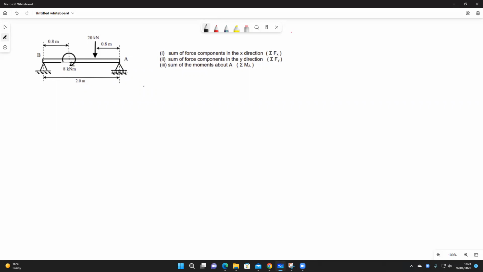So for this structure, which is laterally loaded, we will be calculating the sum of the force components in the x direction. Secondly, we would be calculating the sum of the force components in the y direction. And finally, we'll also be calculating the sum of the moments about point A.